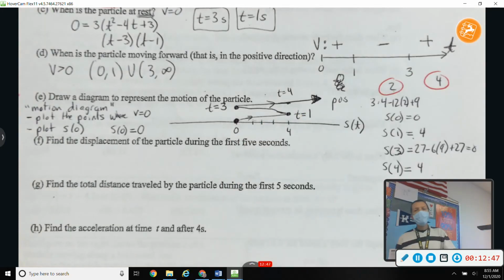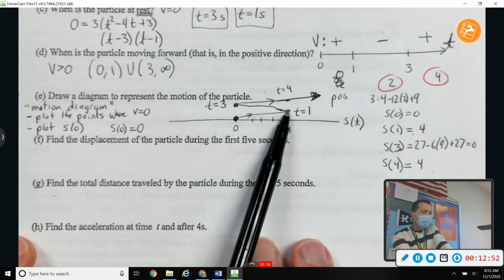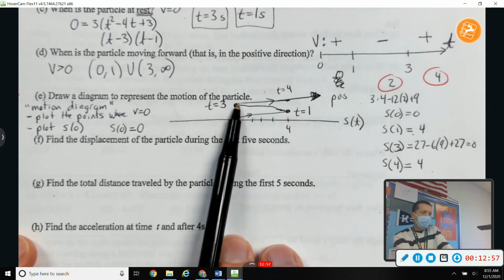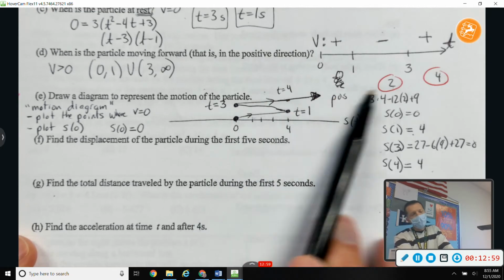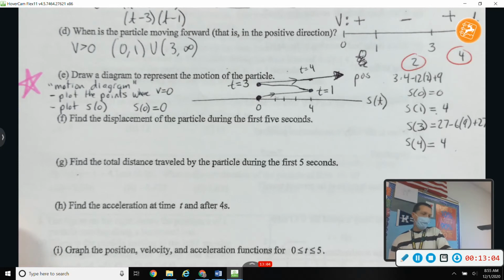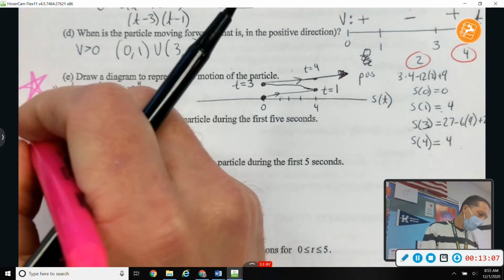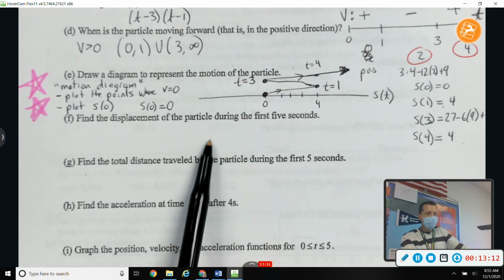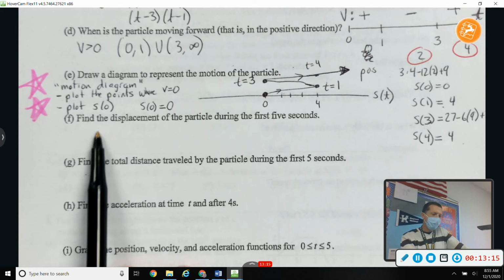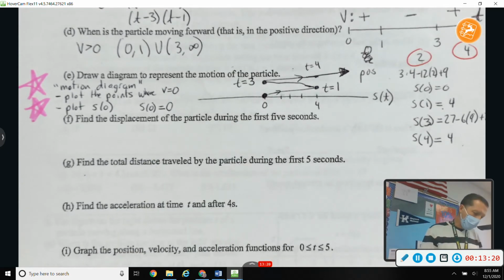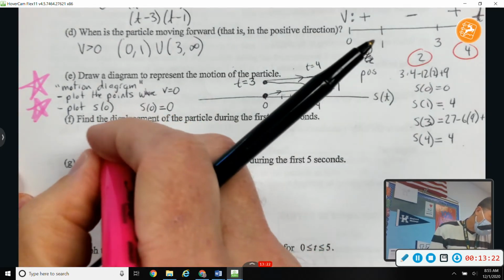So we finished our motion diagram. We've got a picture of what the particle is doing. It moves to the right for 1 second and reaches 4. Then it goes back for 2 seconds and gets back to 0. Then it goes to the right the rest of the way. That's a motion diagram. That's the big new thing for today. And once you draw that correct, it really helps the rest of the questions. Find the displacement. Oh, look at F and G, displacement versus distance.